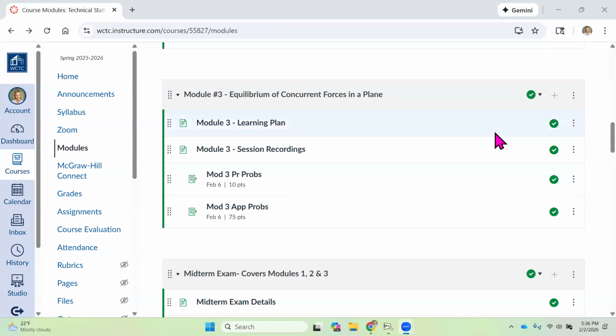Record on the screen. Okay, we're going to get started on Module 3 this evening. And Module 3 starts a concept that is going to be new to us. There's going to be some things that we learned in Module 2 that we're going to bring over, especially things like components and rectangular component method. But we are now going to be applying this idea of equilibrium. So we'll be learning about that condition.